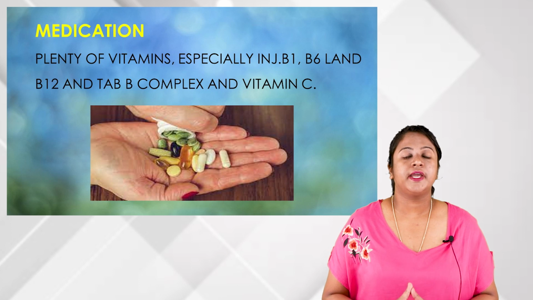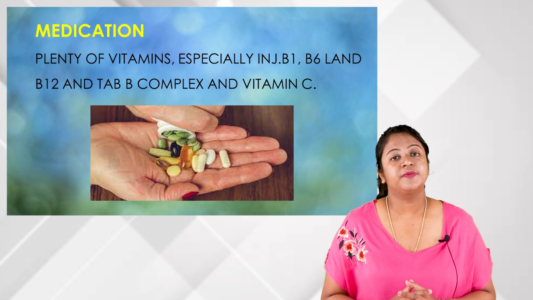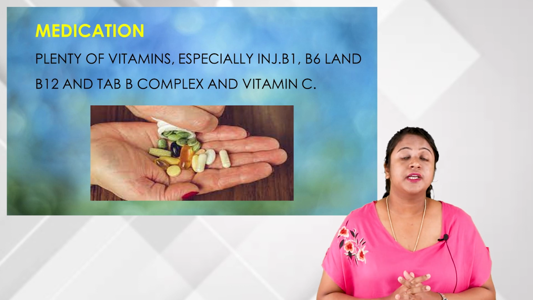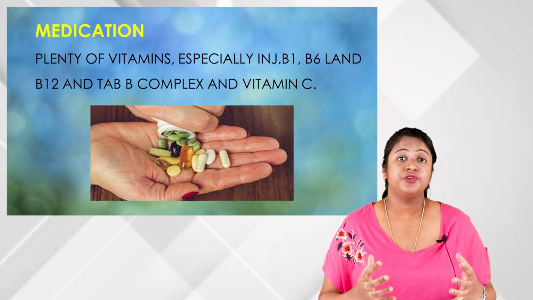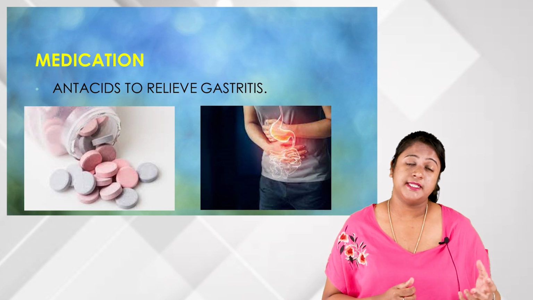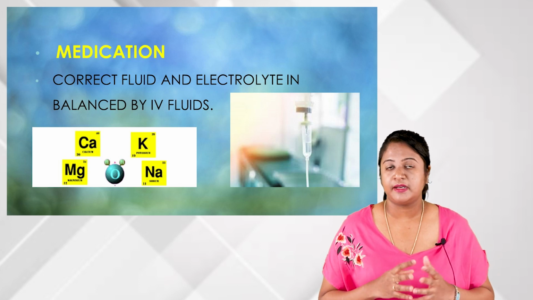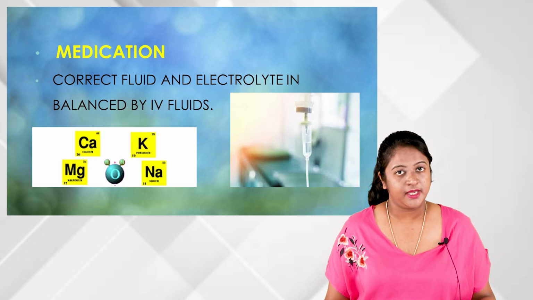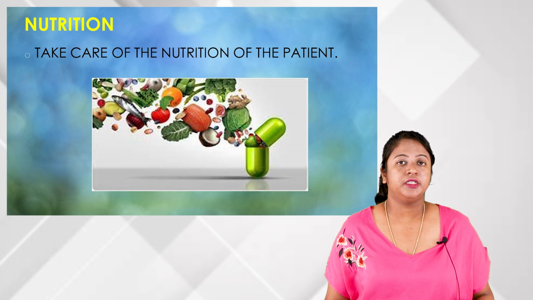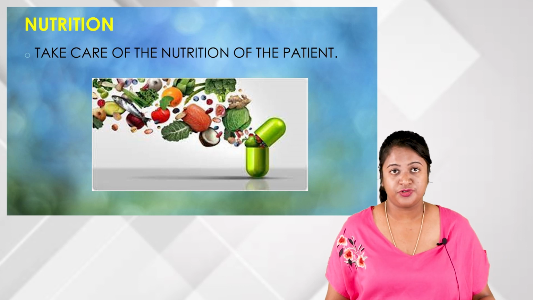The patients may also get vitamin supplements, especially vitamin B1, B6, B12, vitamin B complex tablets, and vitamin C tablets, so that the immunity of the client can be maintained and nutritional deficiency can be avoided. If the client is having gastritis, the antacid group of drugs can be prescribed. If the client is having fluid and electrolyte imbalance, IV fluid or replacement therapy is necessary. So that is related to the medication. Coming to nutrition, very important: the client should have adequate nutrition, because he may have a nutritional imbalance.